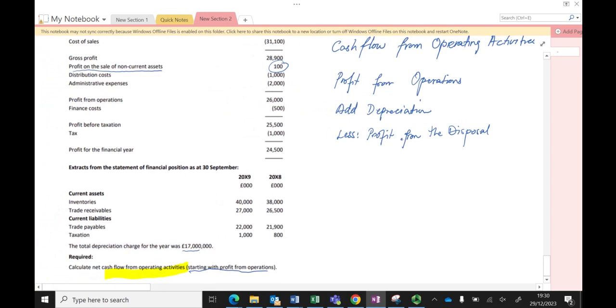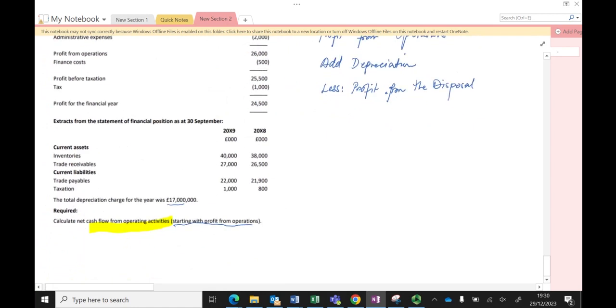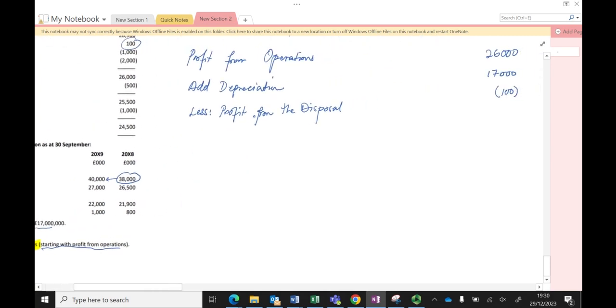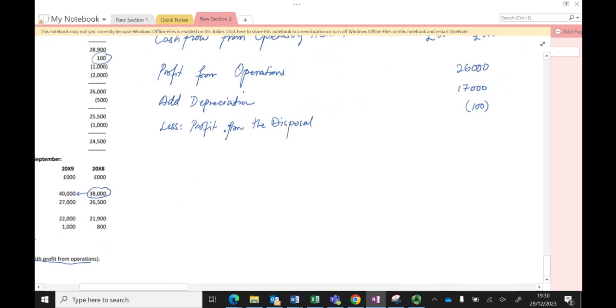And then I'll have to deal with the inventory and receivables and payables. So you can see that the inventory is going up. So from cash flow point of view, it is a negative cash flow. Increase in inventory, which is 40 million minus 38 million. That is 2,000.